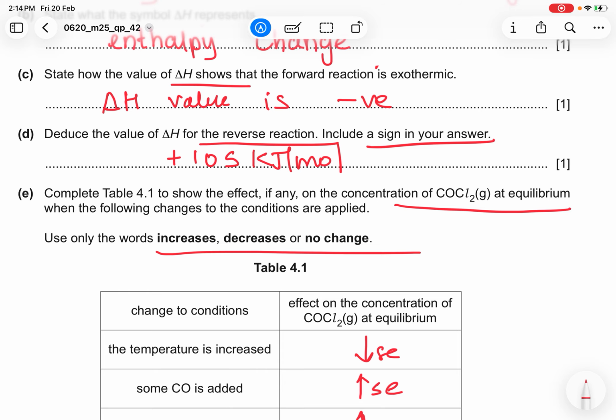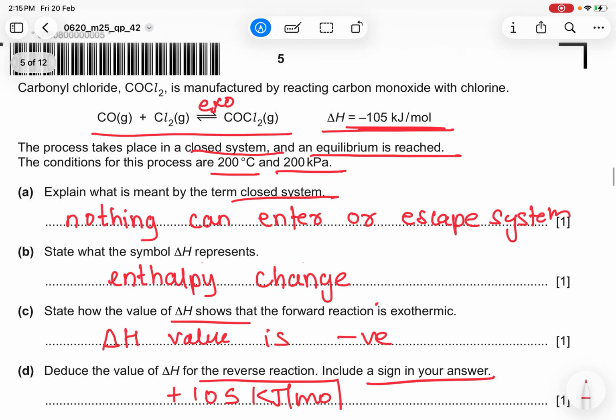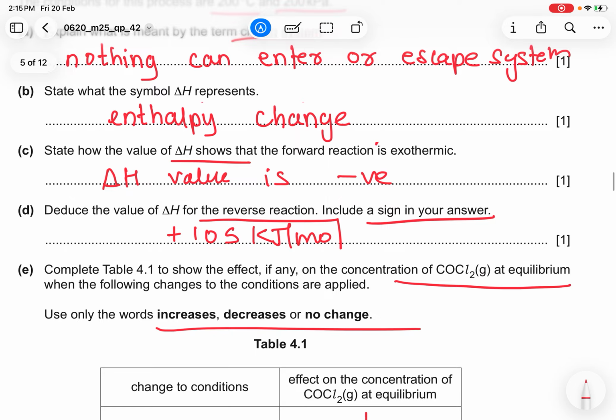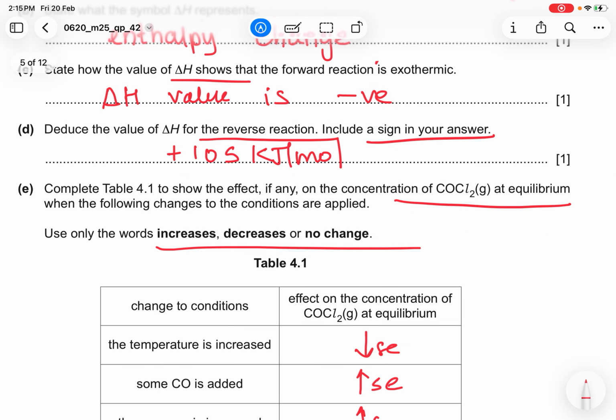Deduce the value of delta H for the reverse reaction. Include a sign in your answer. So the forward reaction is having minus 105 kilojoules per mole value. So the backward reaction will be endothermic and hence it will have the exact opposite value, which is plus 105 kilojoules per mole.